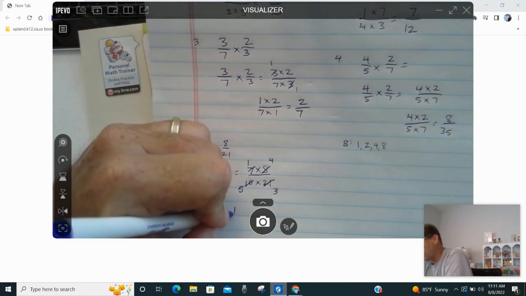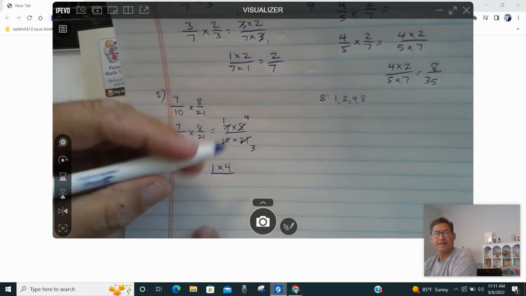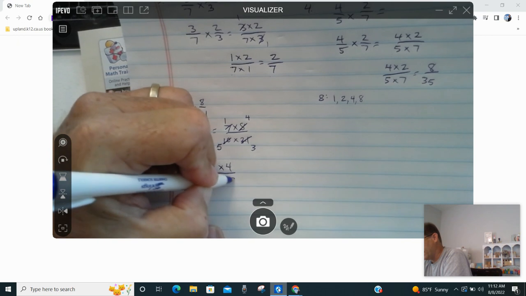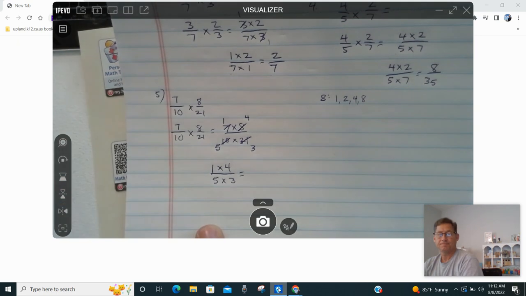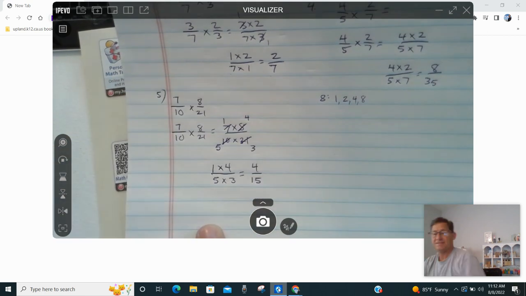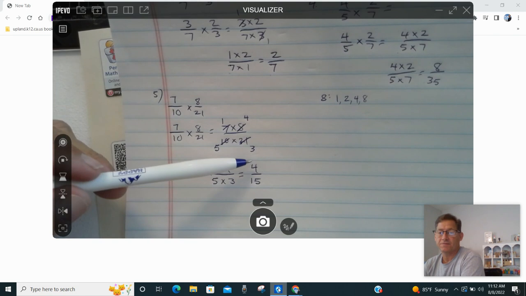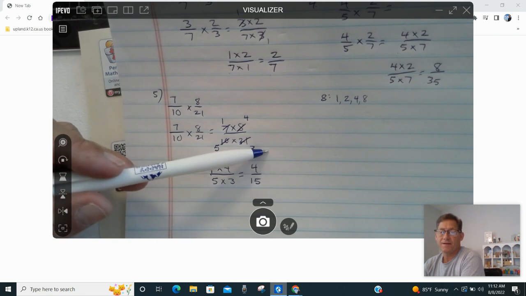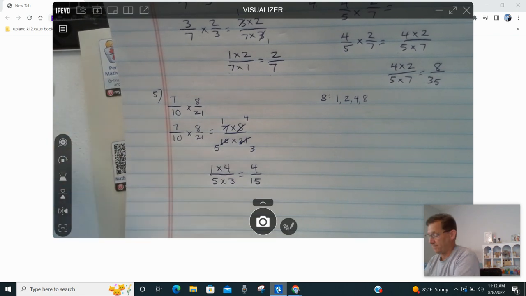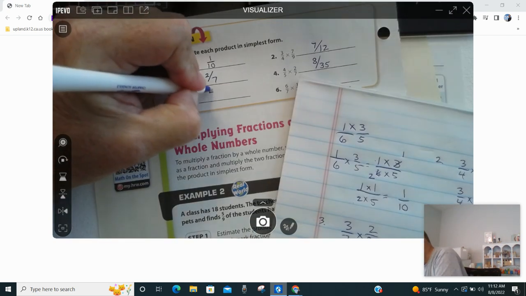So now we have 1 times 4 in the numerator, and we have 5 times 3 in the denominator. 1 times 4 is 4, and 5 times 3 is 15. Okay, so that's in simplest form. The only factors of 4 are 1, 2, 4. 2 and 4 are not factors of 15. So number 5 is 4/15.